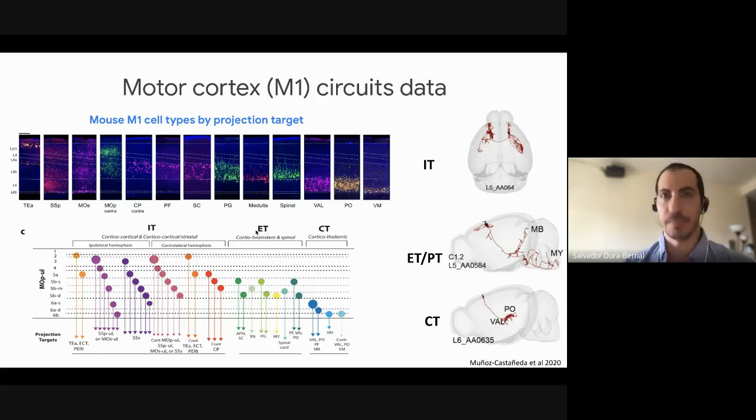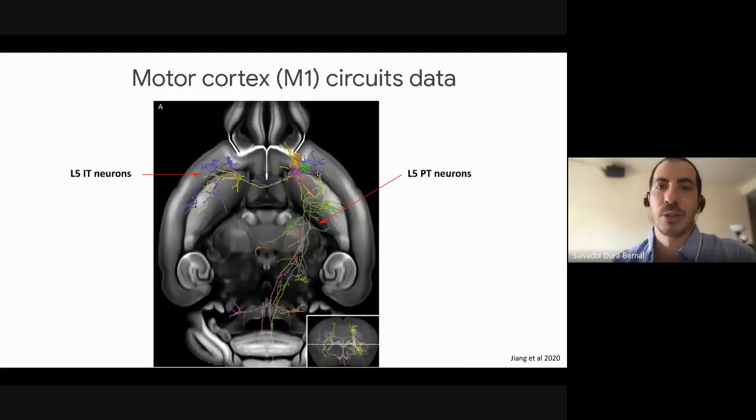Then ET or PT cells, which are pyramidal tract projecting, and they project out of the telencephalon down to the spinal cord. They're the output of the system. And then the corticothalamic cells, which project mostly to thalamus. You can see a nice representation overlaid over the mouse brain of these different cell types. The PT neurons start here in M1 in cortex and go down to the spinal cord, the pons actually, and these IT neurons project within the cortex, and in this case they're projecting to the other hemisphere.